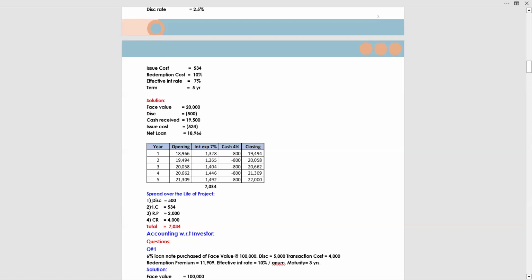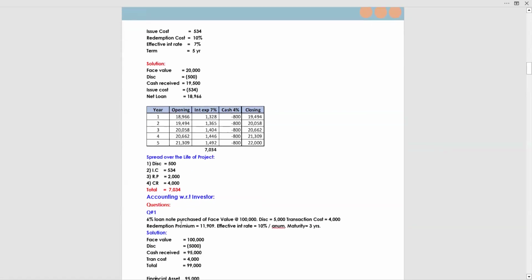It's offered by the entity, meaning the company obtaining the loan. Issue cost is also incurred by the company, so we add it. Redemption premium is also paid by the entity, so we are adding it. Coupon rate is also paid by the entity, so again we add it. The total is 7034. Now you can compare both the figures, as they are both the same. So that's why these are all kinds of interest.